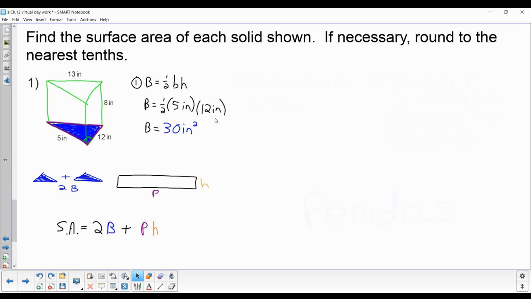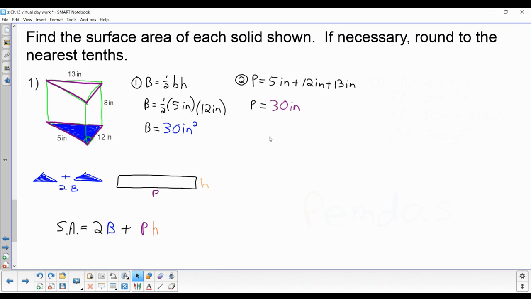Now I know part of the formula that I need. Step 2 is find the perimeter of the base. The perimeter, I'm just going to add 5 plus 12 plus 13. Remember, these are the same exact triangles, so I can take the numbers from either one. I plug in 5 plus 12 plus 13. And when I add them together, the perimeter of the base is 30 inches.